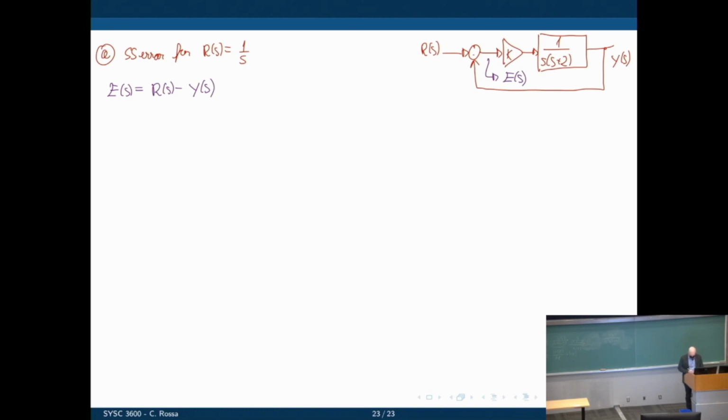And what is Y of S? To find Y of S, we need the transfer function Y over R. And I'm going to give you the transfer function value here because I think that's probably clear at this point. Should be that. So Y of S is the transfer function times R.